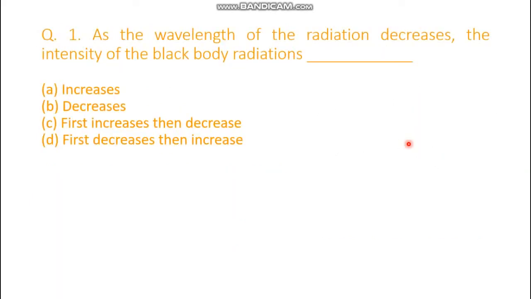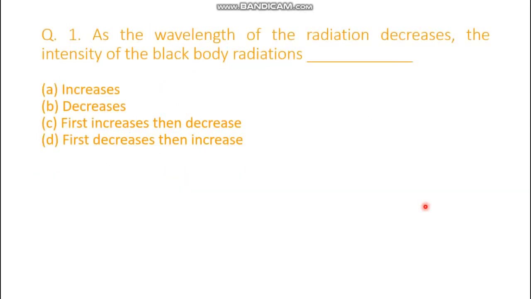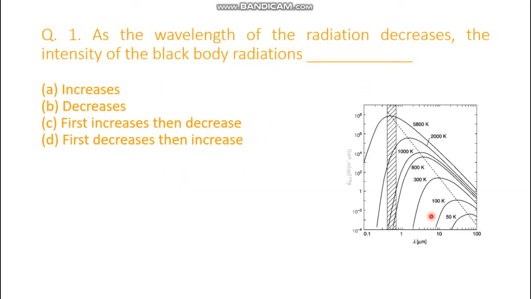Now let's discuss some questions. As the wavelength of the radiation decreases, the intensity of the blackbody radiation is increasing, decreasing, first increases then decreases, or first decreases then increases? So option C is the right answer. Look at this picture. What is said in the question? The wavelength of the radiation decreases, so from right to left.